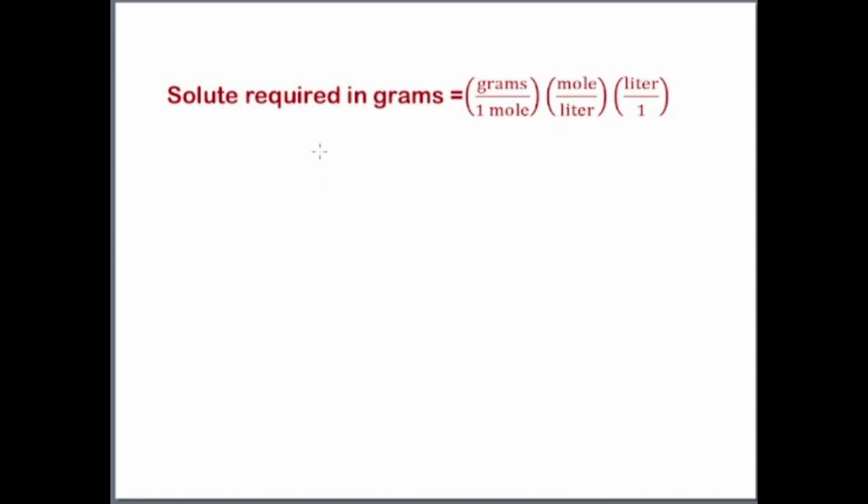So we're going to call this unit canceling. So the unit canceling method, remember with unit canceling, your units have to all cancel properly. So if we look at this, solute required in grams. The grams in 1 mole, how many grams are in 1 mole, times moles per liter, times liters. Let's look. Do the units cancel? Yes. Liters, liters, moles, moles. It's going to leave us with grams, which is exactly what we want.